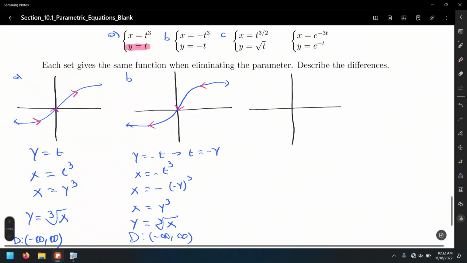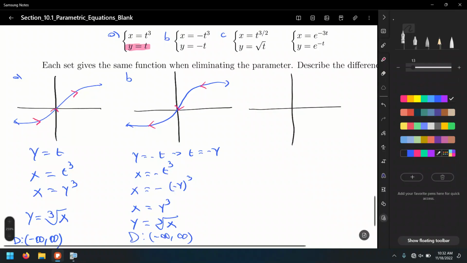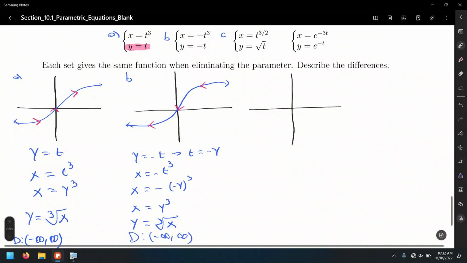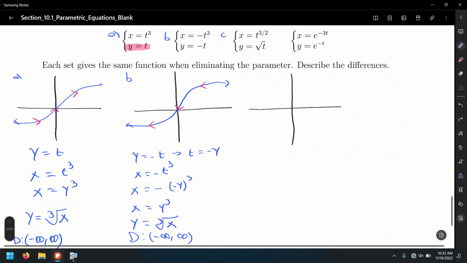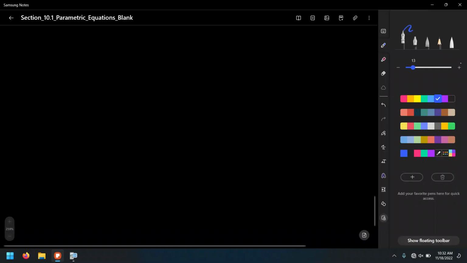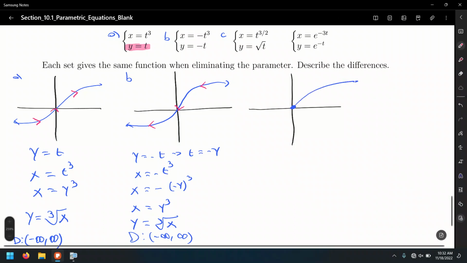So, let me be clear about something. I'm going to draw a full bubble here. Whoops. That's not what I wanted to do. I wanted to do this. All right, and in this case, it's going in this direction. And let's eliminate the parameter.